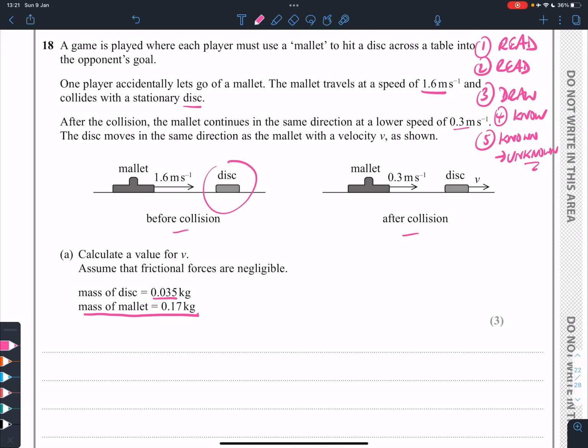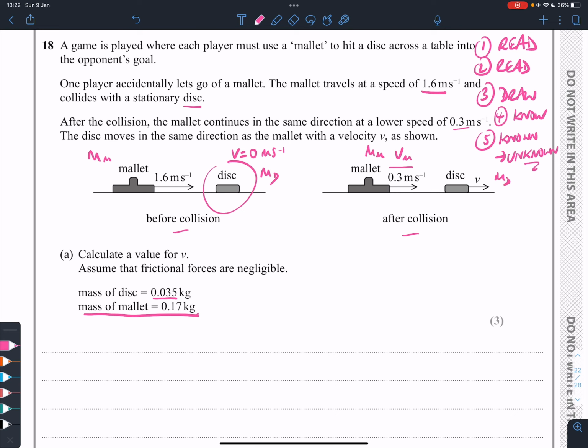Now, we're going to draw it out. It's actually drawn already, but let's put some information here. This disc has got v equals 0 meters per second. This is the mass of the mallet, which we know, and we know the mass of the disc, m_d. And this is the velocity of the mallet, which we know. And the mass of the disc, we know again. So this is going to be quite straightforward.